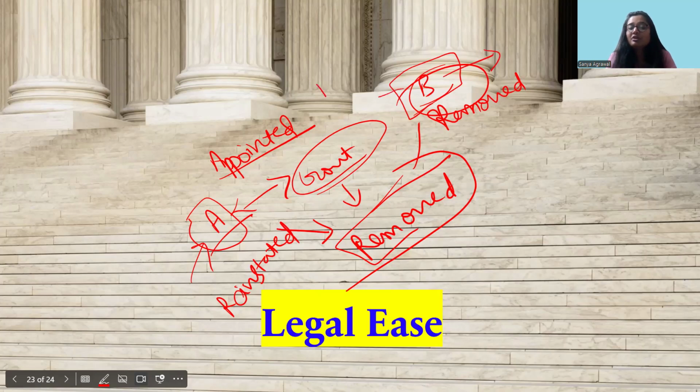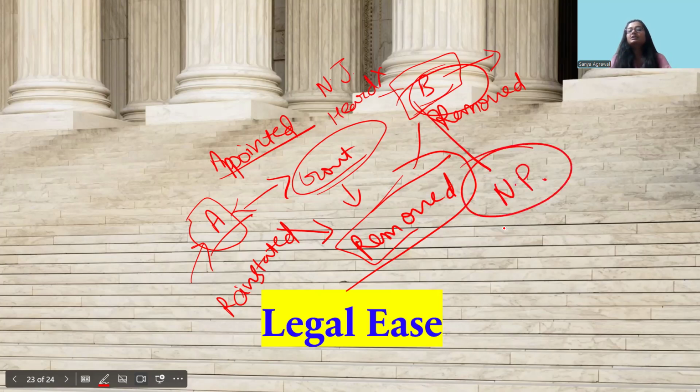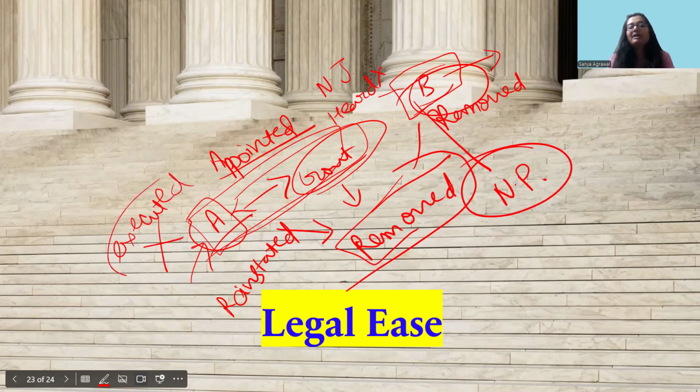His principle of natural justice will be violated because he was not given a right to be heard. That's why in this case, B will become a necessary party, and without adding this person, the decision cannot be given, or it will not be an effective decision and cannot be executed. So that is how you determine a party as a necessary party or a proper party.